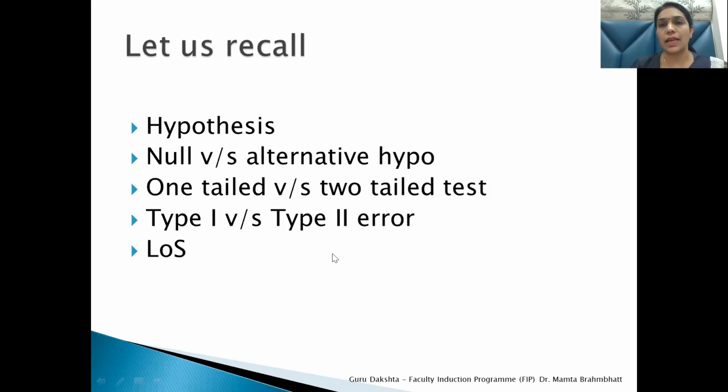So with this, I will end the first session's second part of this hypothesis testing. In the next video, we'll start with the introduction of the SPSS software, how to enter the data in the SPSS software, what is variable view and what is data view. Everything will be discussed in detail in the third video of this session. Thank you so much, participants.